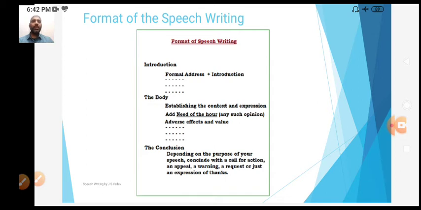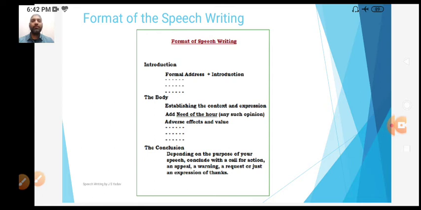Okay, the introduction should include a formal address or greeting, the introduction of the speaker, and the introduction of the topic. The body must establish what sort of context you are speaking on, what expressions you can use, and the need of the hour. What is the need of the hour? What are the adverse effects or values of the issue that you are talking about? And again, the conclusion includes the purpose of your speech.